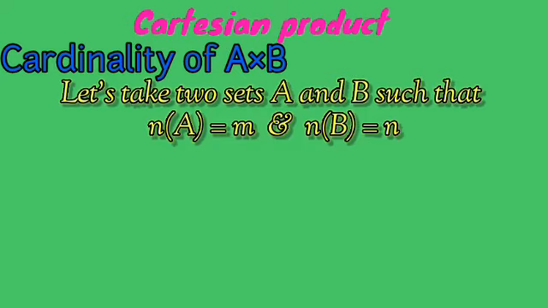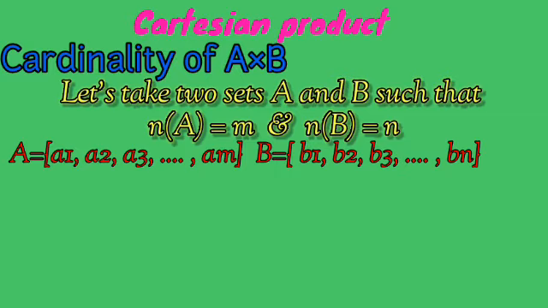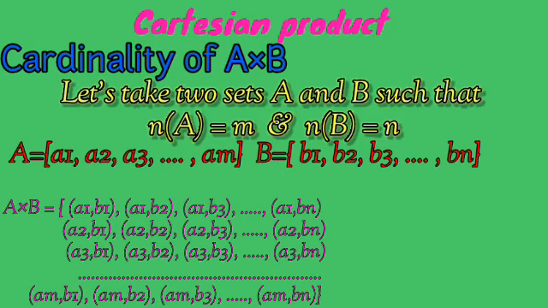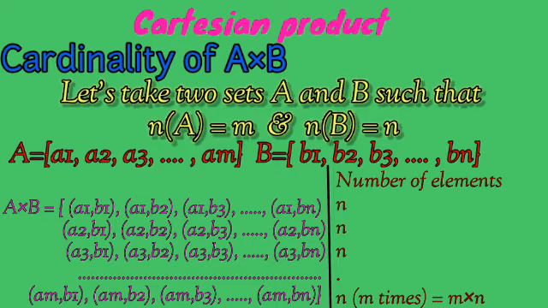Now let's discuss the number of elements in the Cartesian product of two sets. Let's take two sets A and B where the cardinality of A is m and the cardinality of B is n. So for each element of A there will be n many ordered pairs in A cross B. So for m many elements in A there will be mn many ordered pairs in A cross B. So the cardinality of the set A cross B will be m into n, mn.